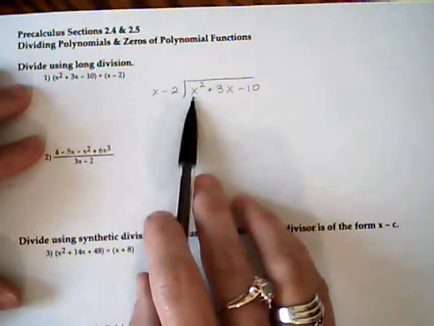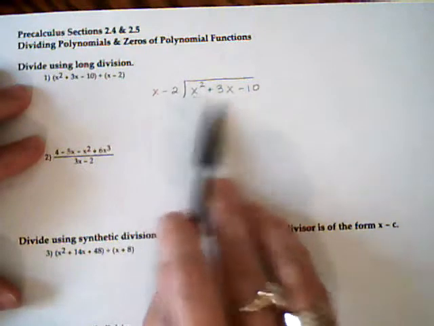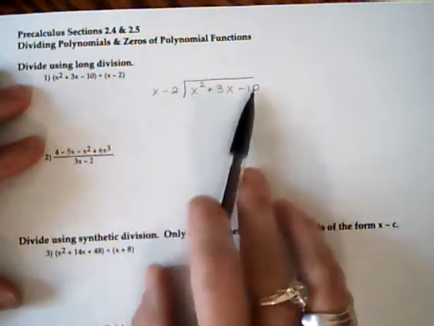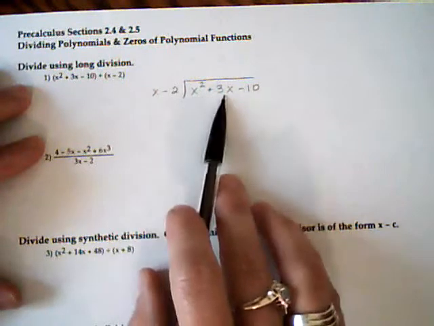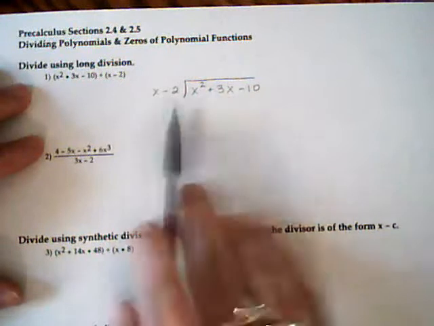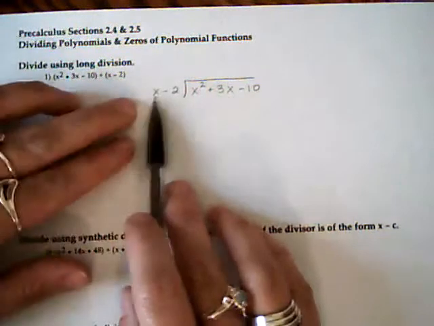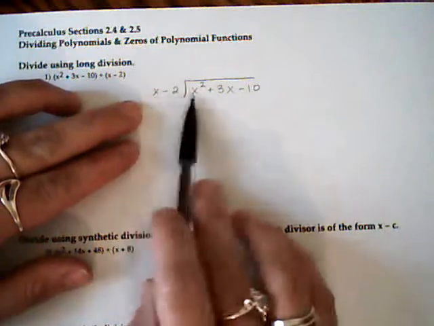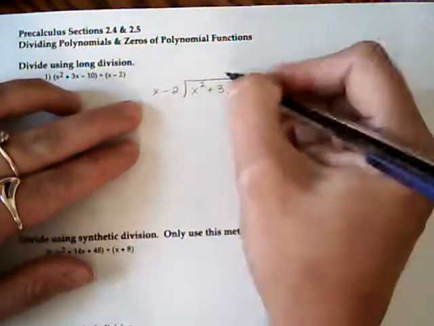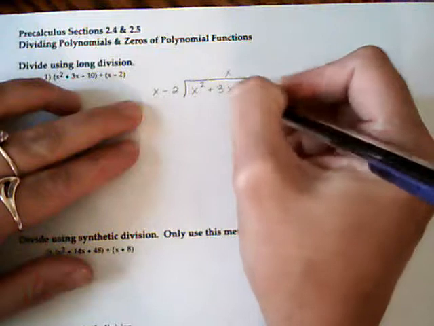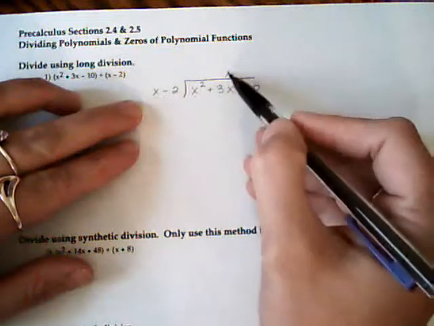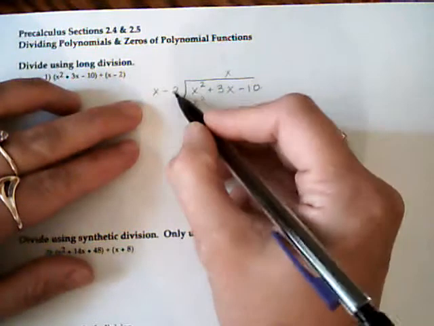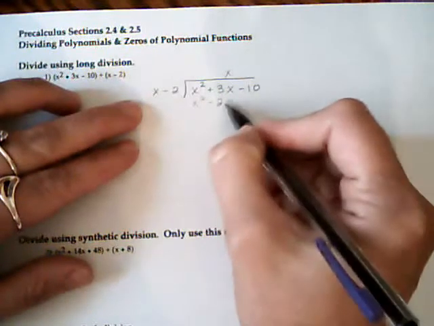You always want to make sure that the polynomial you're dividing is in the correct order. That means the highest exponent has to be first, and you can't skip any degrees of your variable. Here I would start with dividing x into x squared. So what times x would equal x squared? That would be x, so it goes over its like term. Multiply: x times x is x squared, and x times negative 2 is negative 2x.